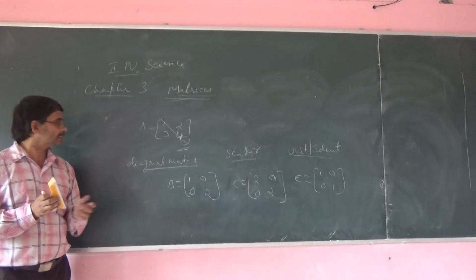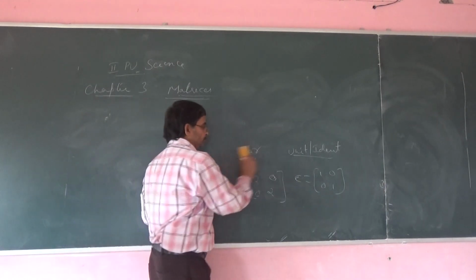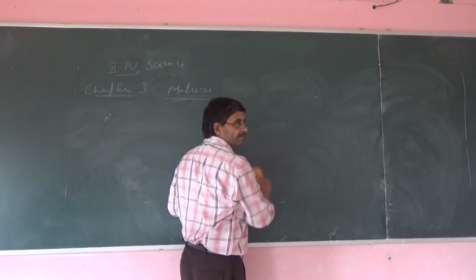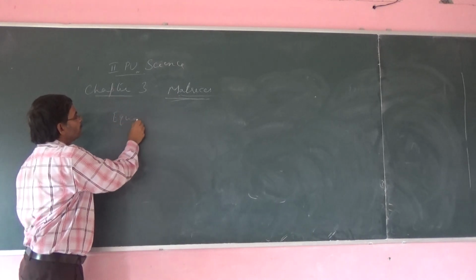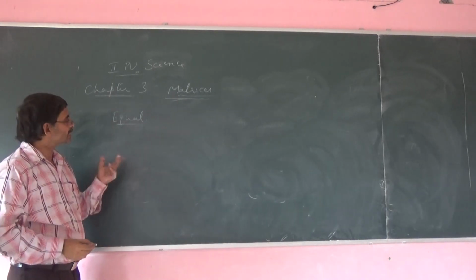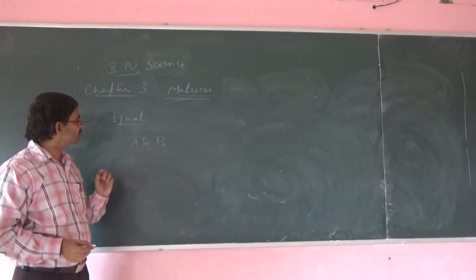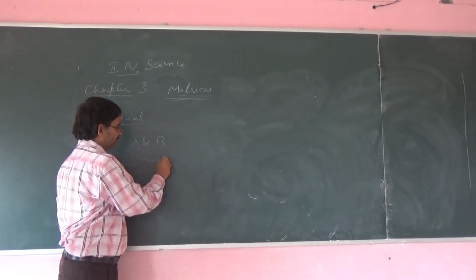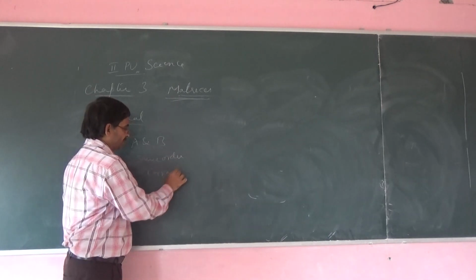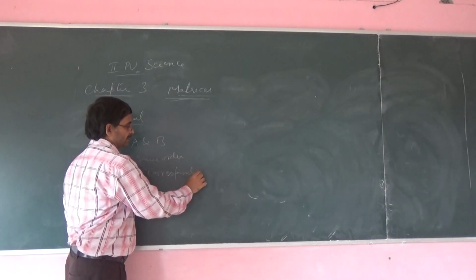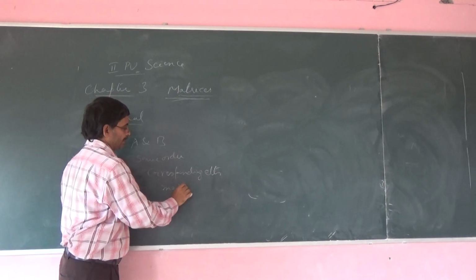Next, equality of matrices. So when you say two matrices are equal, the two matrices A and B are equal if they have the same order, that is the condition, same order, and corresponding elements also should be same. Corresponding elements should match. I mean, should be same.